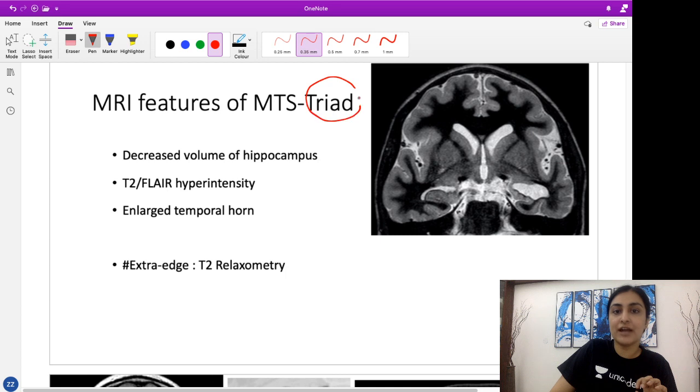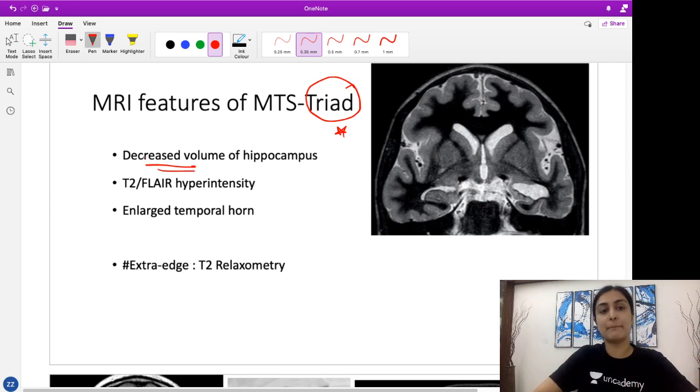So we have a triad of MRI features which is very important for you to know. So first will be, because of the sclerosis, they will undergo atrophy. So the hippocampus undergoes atrophy, resulting in a decreased volume. So if you see here, if this is the volume of the hippocampus right here, it's completely atrophied. So decreased volume. T2 FLAIR hyperintensity.